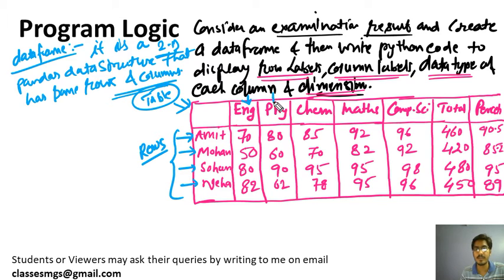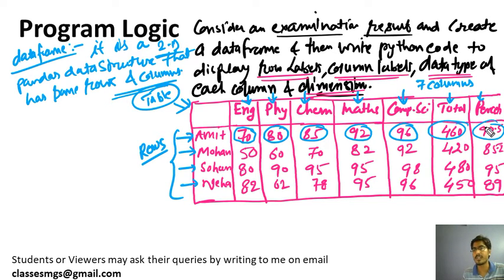So this is the first column, this is the second column, this is the third column, the fourth column, the fifth column, the sixth column, the seventh column. So a total of 7 columns are there in this data frame. These are known as the values of a particular column. Like this is the value for Amit and the computer science subject. So he has got 96 marks. So this is the value. These are known as values.